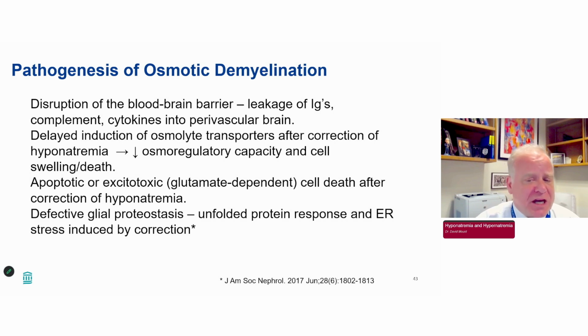In terms of the pathophysiology, you get a disruption of the blood-brain barrier when you overcorrect. You get leakage of antibodies, complement, cytokines, and other immunological factors into perivascular brain. It's thought that the delayed induction of osmolyte transporters after correction of hyponatremia results in a decrease in osmoregulatory capacity and leads to cell swelling and death. There may be apoptotic or excitotoxic cell death after correction of hyponatremia. More recently, this paper is a lovely one showing that there's a defective glial proteostasis response and an unfolding protein response, an ER stress induced by correction.